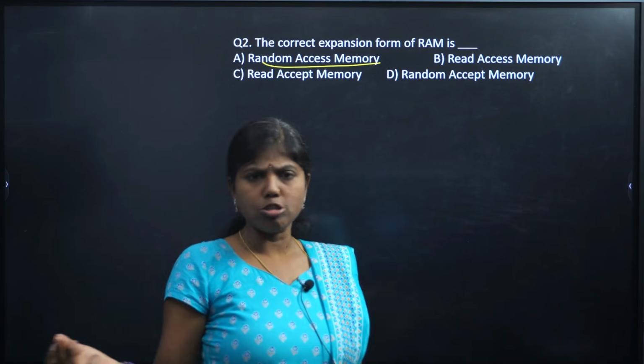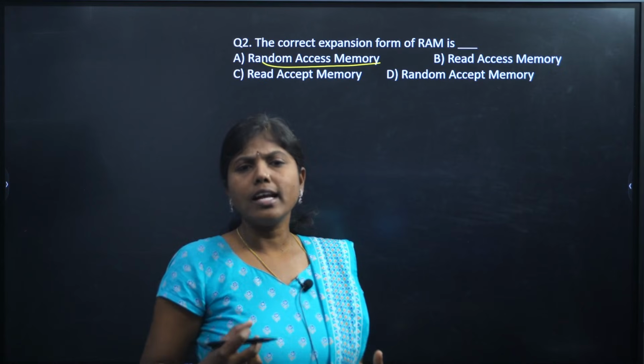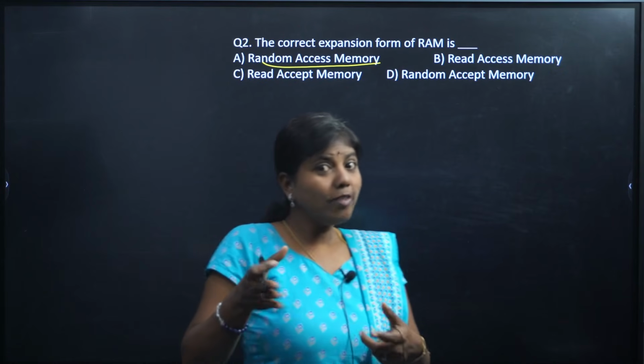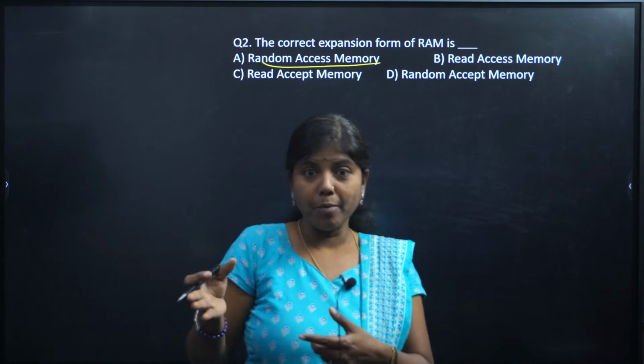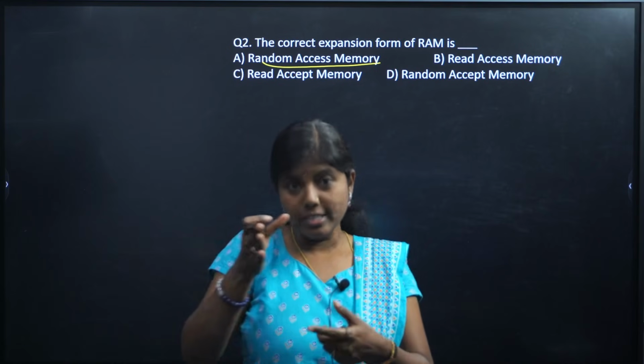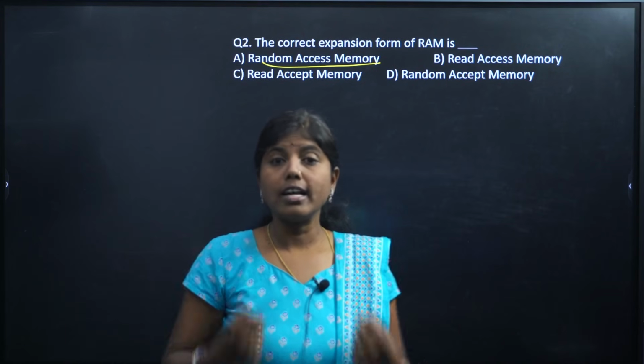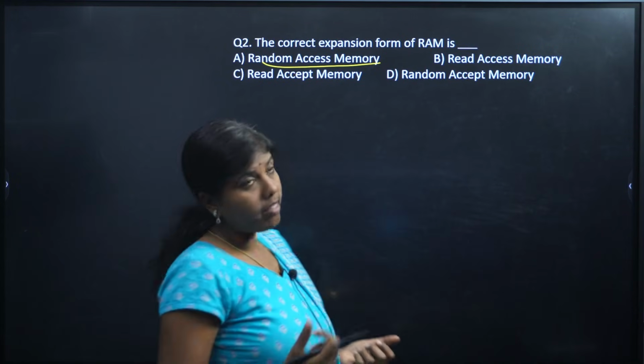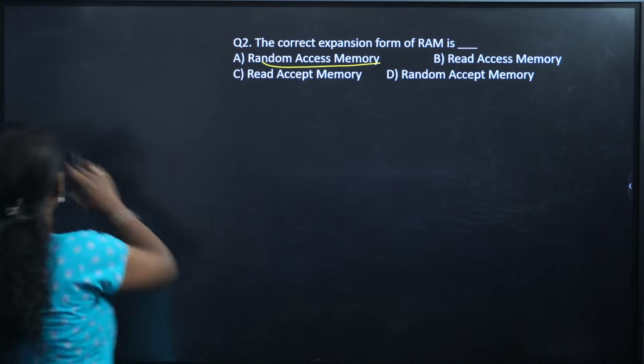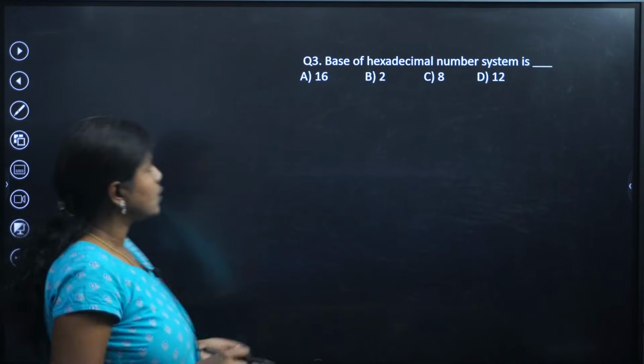Wherever the memory is stored, you will be able to access it. That means you need not have to access the memory in a sequential way, not one after the other, not in series. Wherever the data is stored in the memory, you will be able to access it in a random way. That's why the name is random access memory. Okay, and after that we'll go for the next question.